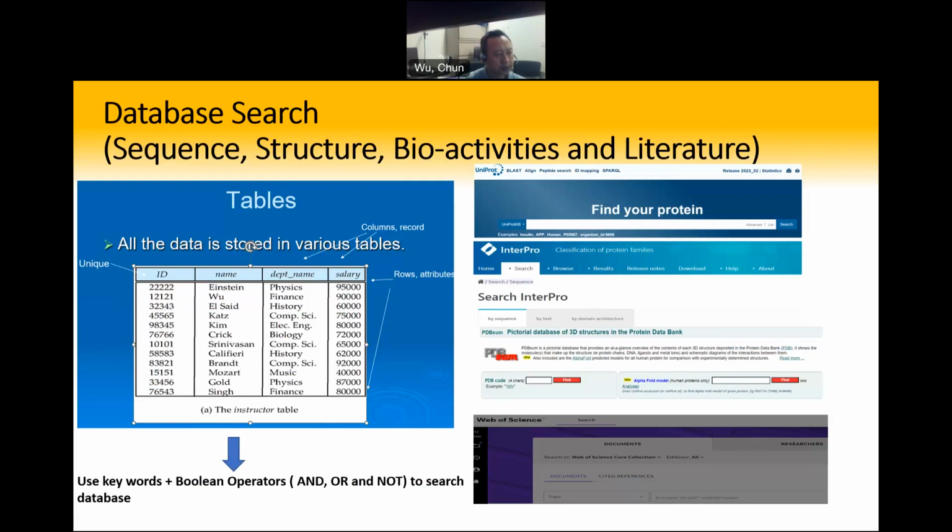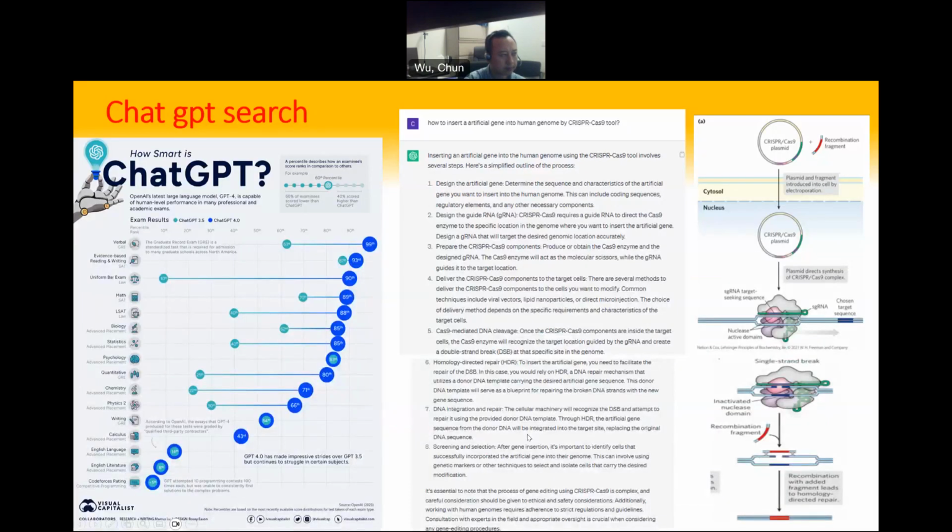Okay, so with this understanding, I introduce students to protein sequence search using the UniProt database. To search the protein family, use the InterPro database. To search the protein structure, use the PDBsum database. And to search the literature, use the Web of Science. In the last year, we also taught students to use ChatGPT.